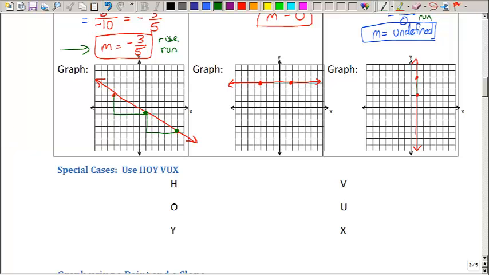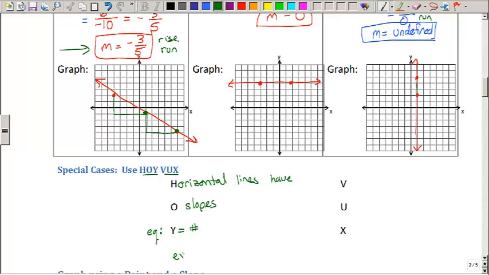So we have an acronym called HOY VUX to help us remember our special cases. And our special cases are horizontal lines and vertical lines. The HOY stands for horizontal lines have 0 slopes. I know that's an O, but it's also going to be a 0 for our purposes today. And their equation looks like y equals some number.